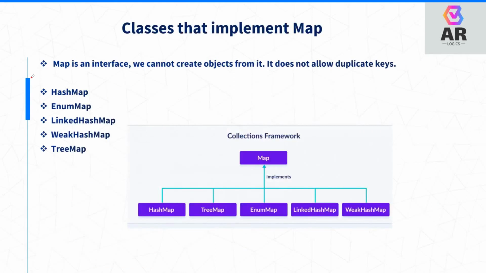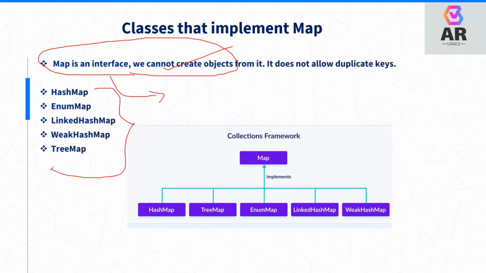Map is an interface. Fine. How to create an object? In previous classes we discussed LinkedSet. Similarly, you cannot create an object directly or indirectly using the Map interface. If you want to create an object using Map, some classes are there. Using these classes only, you can create an object.